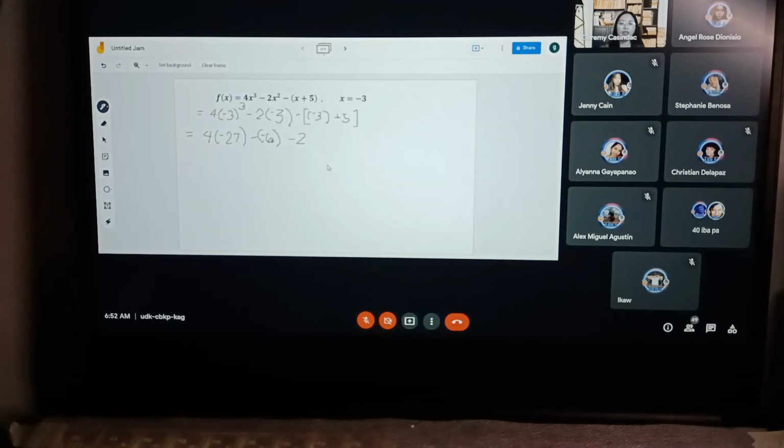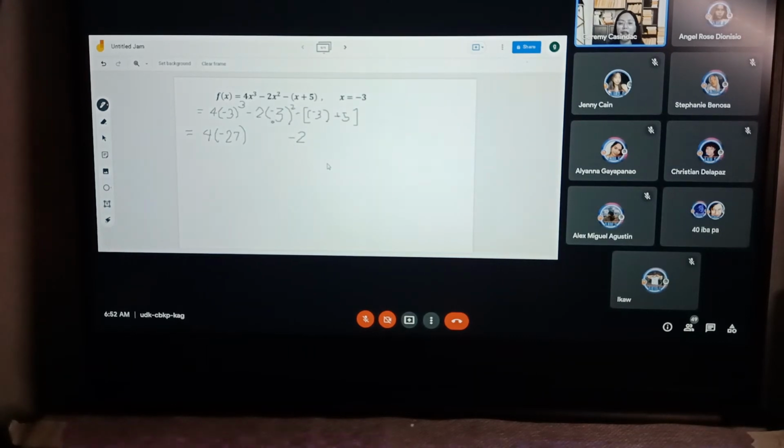Ay, ma'am, may exponent po ata yung negative 3. Sorry. Okay, may exponent na ito pala. So, ito pa pala, no? So, we have now negative 3 raised to 2. That is equals to? 9 po.